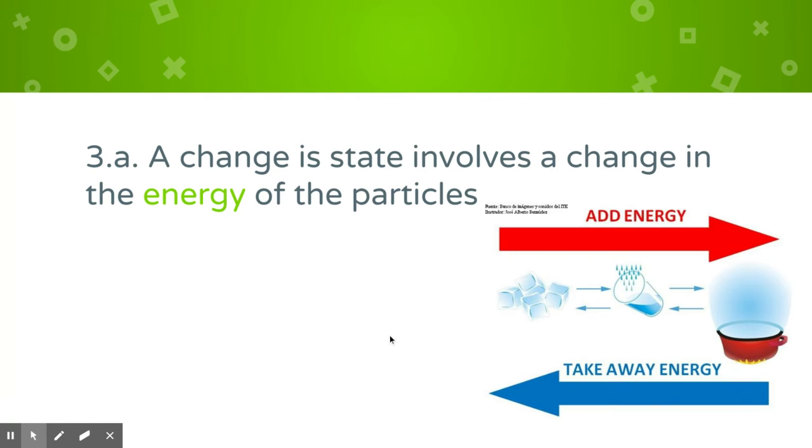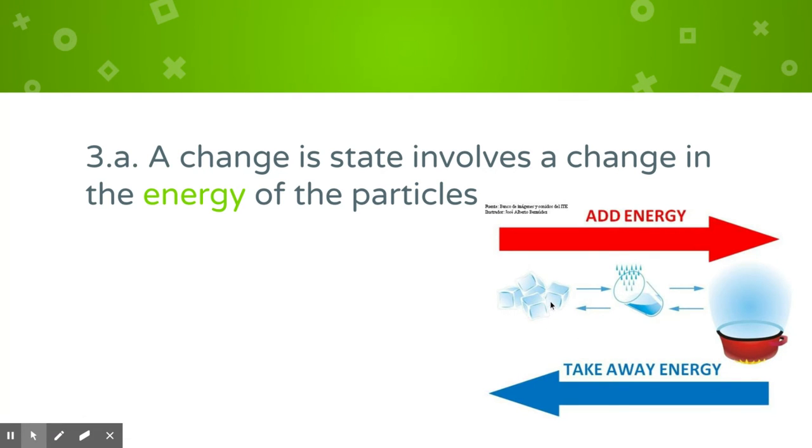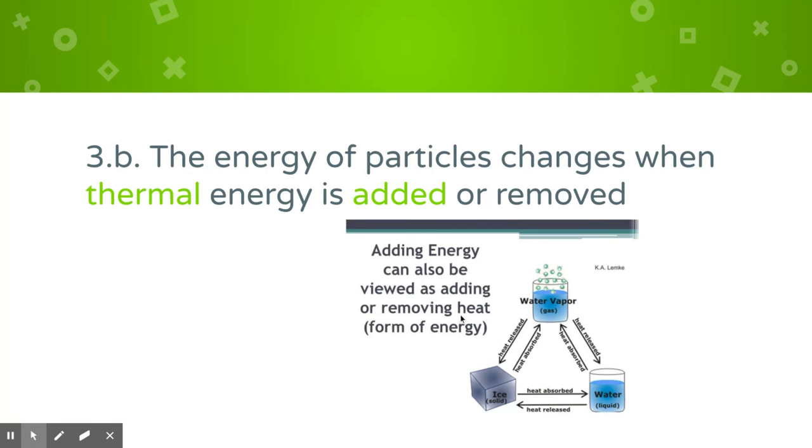Change in state involves a change in the energy of the particles. It happens by either adding thermal energy or taking away thermal energy. If we have ice and we add thermal energy, we move those particles faster and faster and faster to become a liquid. Fast enough, they become a gas. The other way, if we take away thermal energy, they're going to start to slow down. They're going to recondense back into liquid water. If we take even more thermal energy away, they can actually solidify into ice.